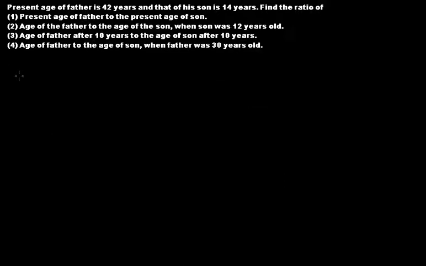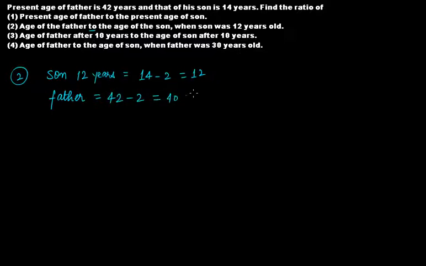The second one, age of the father to the age of the son when son was 12 years old. So if son is 12 years old, and that is what? 14 minus 2 is 12. Okay, so it's talking about 2 years before. So if son is 12 years old, then in that case father will be how much? 42 minus 2, that is 40 years.